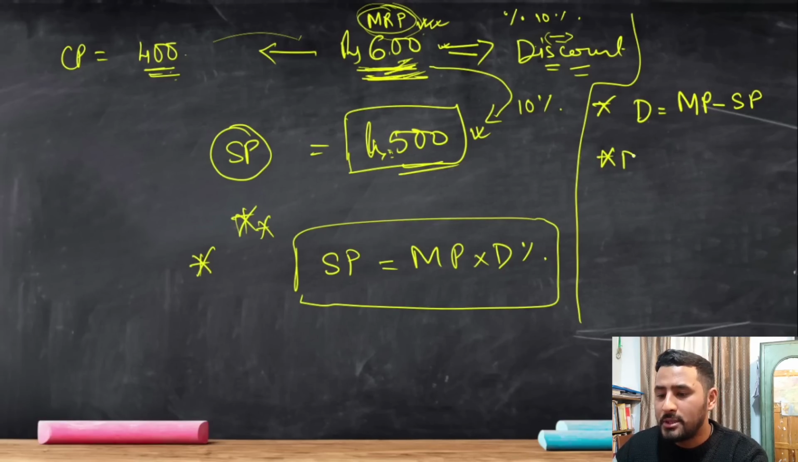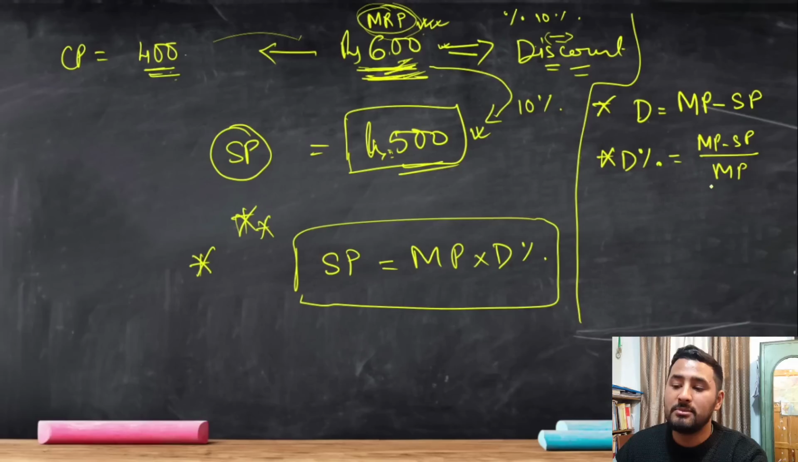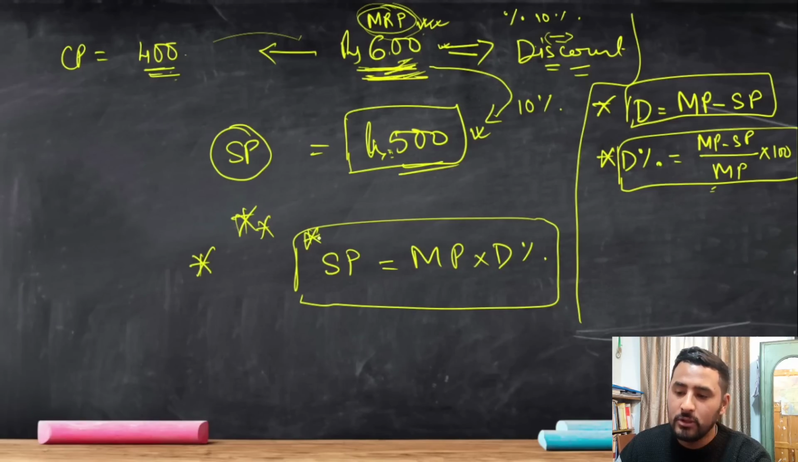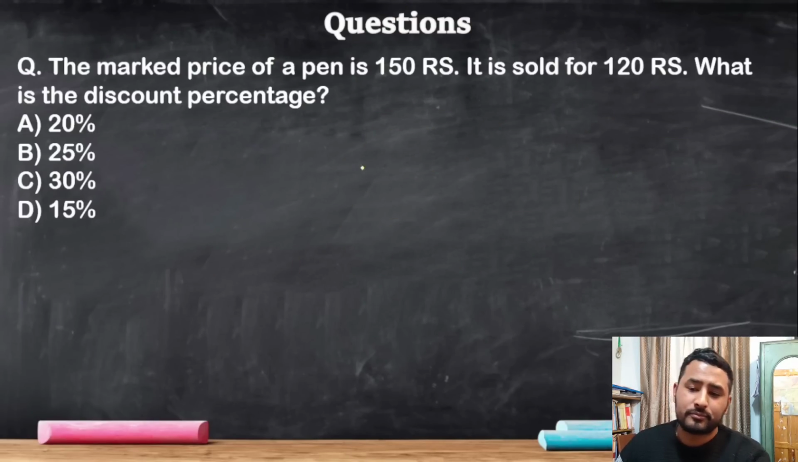One more thing, discount percent. Just like we did profit, SP minus CP, we did profit percent as SP minus CP by CP. Now discount percent will be MP minus SP by MP. When we talk about the discount, it will always be compared with mark price, into 100. These three are important formulas for discount. So let us solve now.